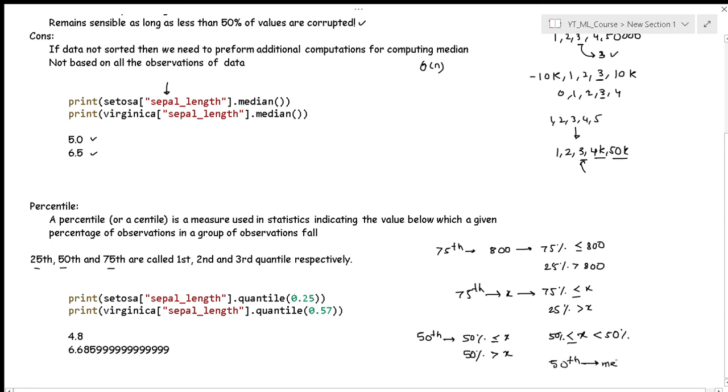Okay, now let's look at the code. So see here, I have mentioned the Setosa sepal length, and I want to calculate the quantile. 0.25 here means the 25th percentile. Now the 25th percentile is 4.8. I know that 25% of the values of sepal length of the Setosa class are less than 4.8 and 75% are more than 4.8. Similar for the Virginica, right?